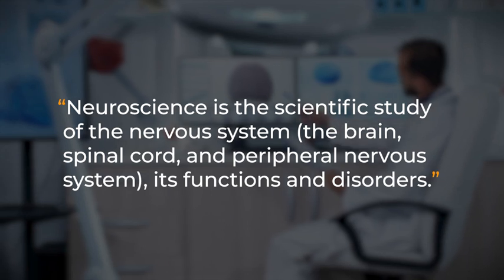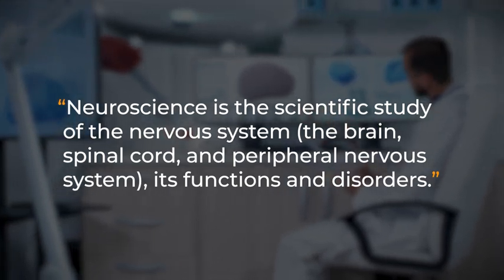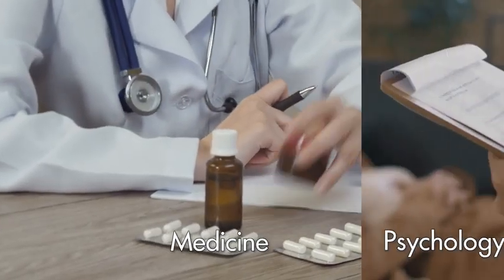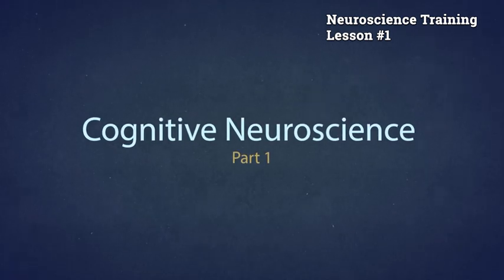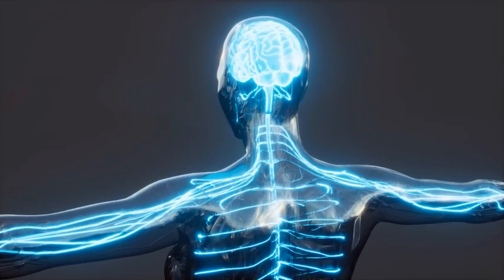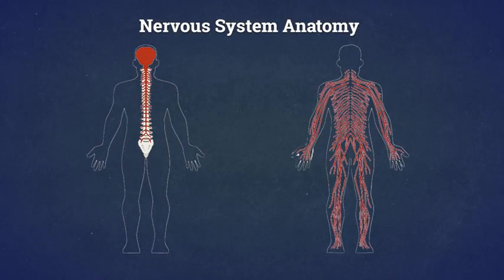Neuroscience is a fascinating field, focusing on the organization and function of the nervous system. It's a vast domain, encompassing medicine, psychology, and biology. In this training, we will primarily focus on cognitive neuroscience, which has immediate and concrete applications. In this first module, we will look at the nervous system. Let's start by studying its anatomy.